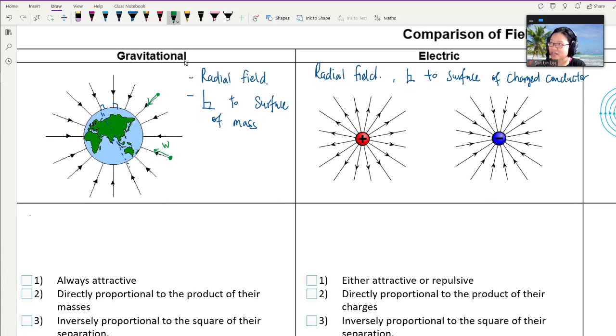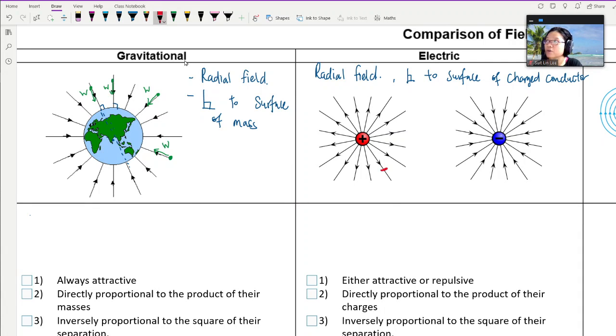So you can notice that the W, which is known as weight or gravitational force, is always directed following the direction of the arrow. See, I drew many, many W's. They are all directed towards the center. Whereas for your radial field, this is the force acting on a positive charge.